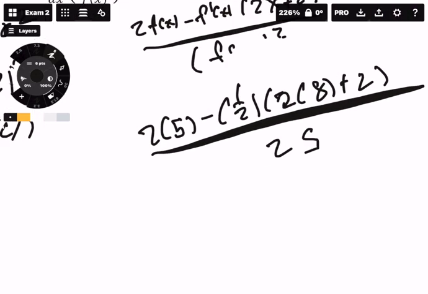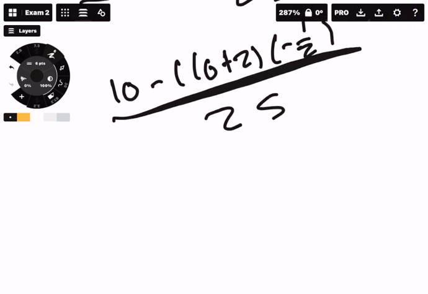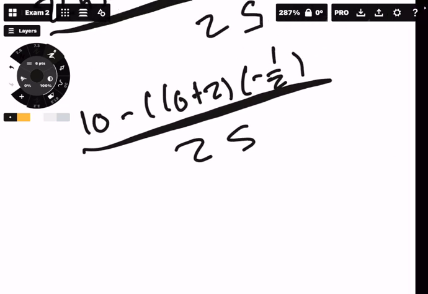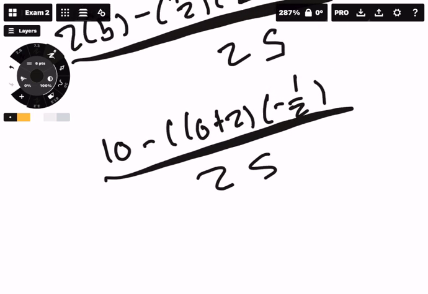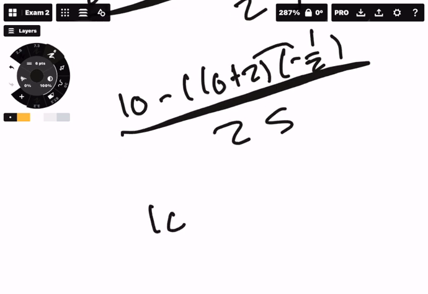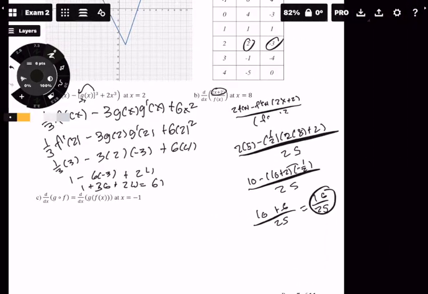And then we solve this. So 10 minus 16 plus 2 of negative 1/2, all over 25, which will give us, we can distribute this, which is just going to give us 10 plus 6 over 25, which is 16 over 25, which is our answer. Okay, now C.